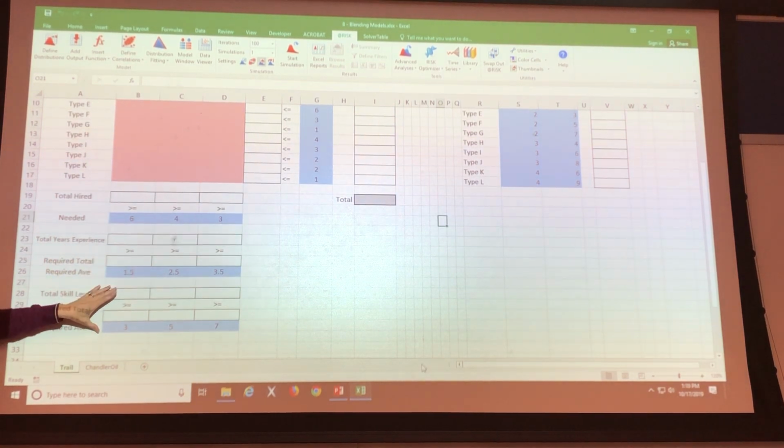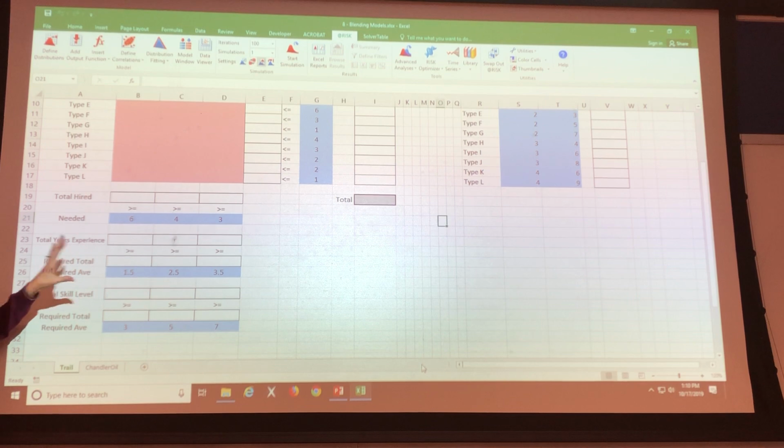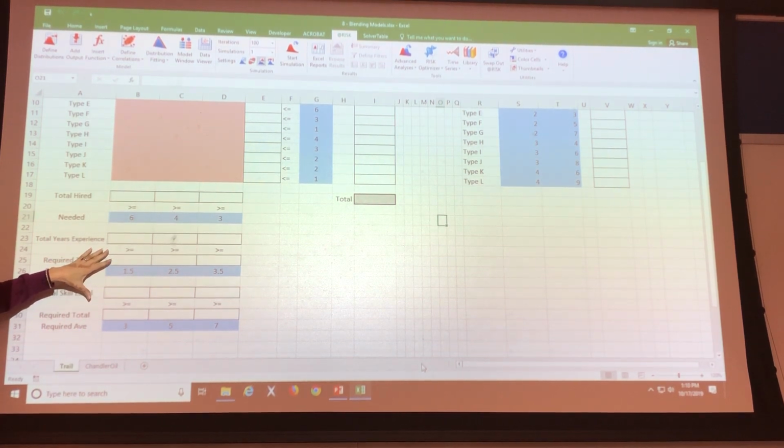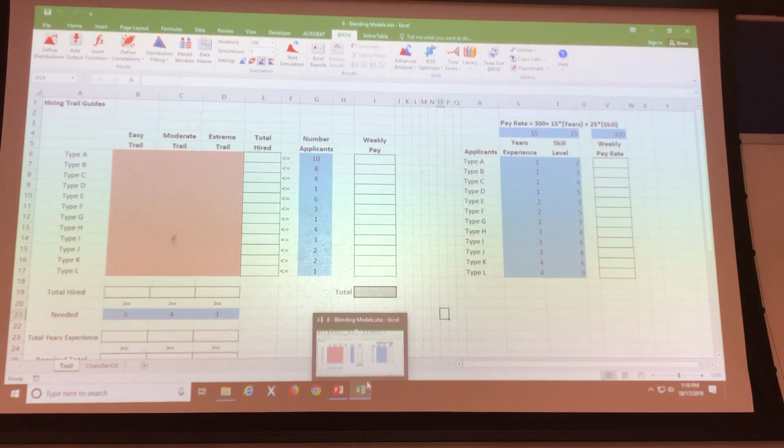Then we will get to the blending constraints. And in the blending constraints, what we have to make sure of is that we get the years of experience that are required, and that we get the skill that's required. And we're gonna really have to talk about these when we get to them, okay, and how we accomplish that. But let's start with the easy stuff. The easy stuff first, okay.